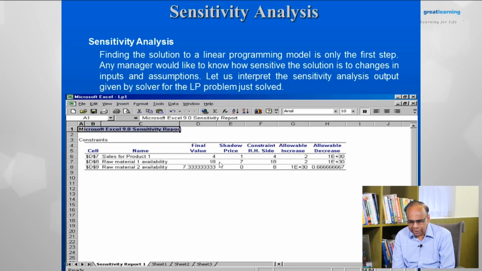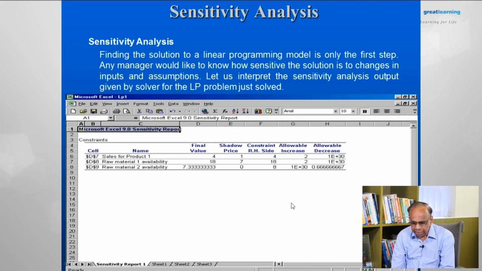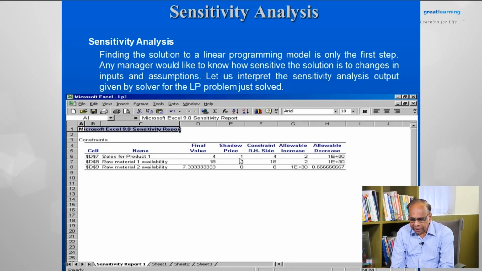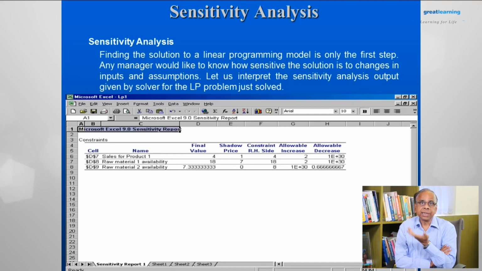As far as raw material 1 is concerned, I have used all the 18 kg. So this is the basic understanding we must have. I have used all the 18 kg. Now shadow price for raw material 1 is $7. What does it mean? If I increase the availability of the raw material from 18 to 1 more kg, 19, then the overall profit from 130 will become 137. It will increase by $7.